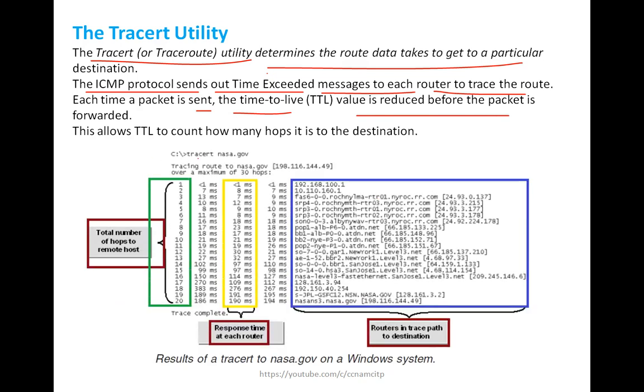So the meaning is very simple here, guys. If you run tracert and put in any website you want to trace, it will give you this much information. This is the total number of hops to the remote host, 1 to 20, like that. And this is your milliseconds, the response time to each router, and this is the information about the routes you are going through or networks you are crossing. That is the result of the tracert utility.